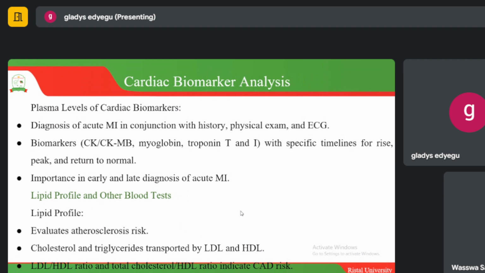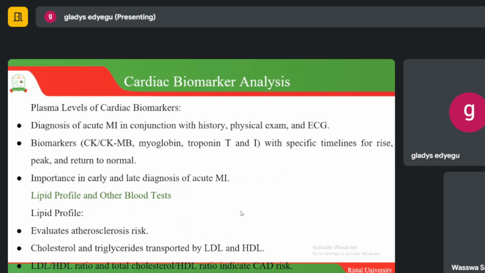Some of the biomarkers can be myoglobin and the troponins, T and I, with specific timelines for rise, peak, and return to normal. So you have to know all this. At what time does it go high? At what time does it get to normal? What is the peak of these biomarkers and so forth? Because if you don't know them, then you cannot understand the real condition of your patient and how to go about it.